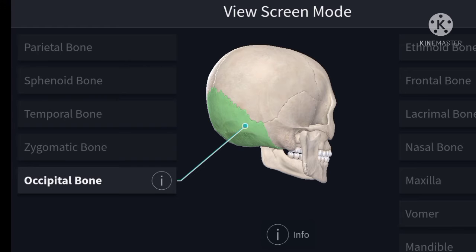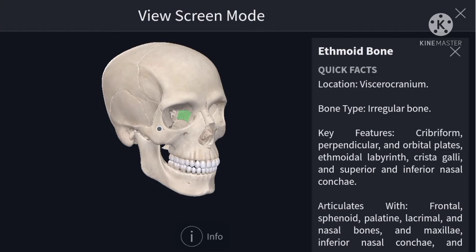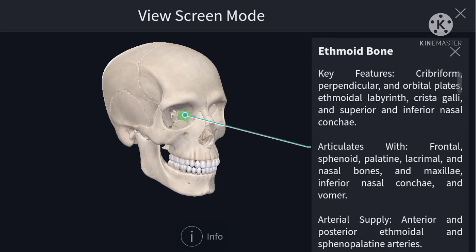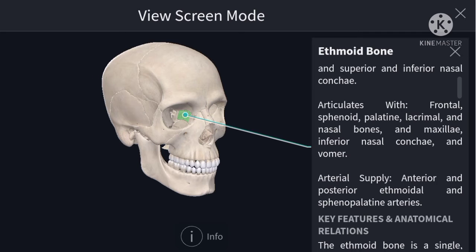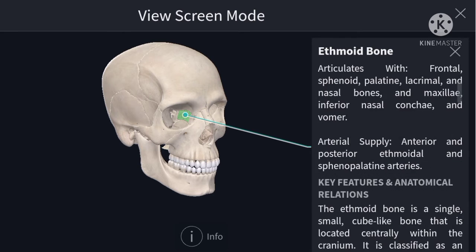And now we will talk about the ethmoid bone, which is a type of irregular bone and which is located in the viscerocranium and it articulates with the frontal bone, sphenoid, palatine, lacrimal and nasal bone and maxillary, inferior nasal concha and the vomer, and it is supplied by the anterior and posterior ethmoidal and sphenopalatine artery.